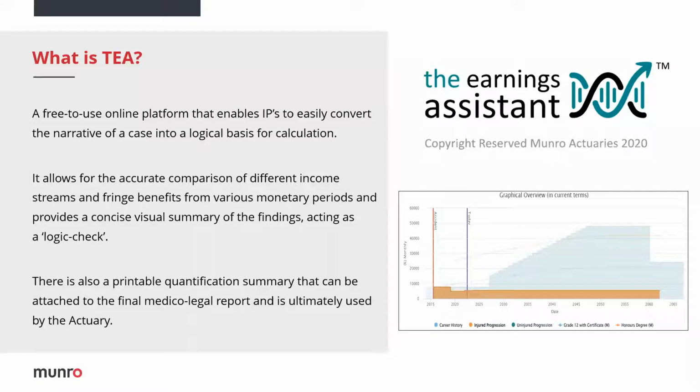And I think most importantly, there is a printable quantification summary, as Julie mentioned earlier, that they can get for free from the system and attach to their reports. That's ultimately what we would use as the actuaries, and that digital summary is what gets used in the actuarial calculation process.